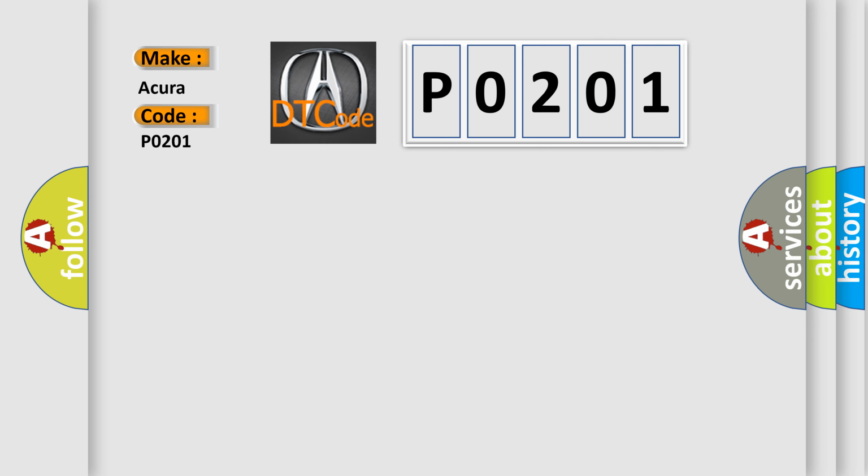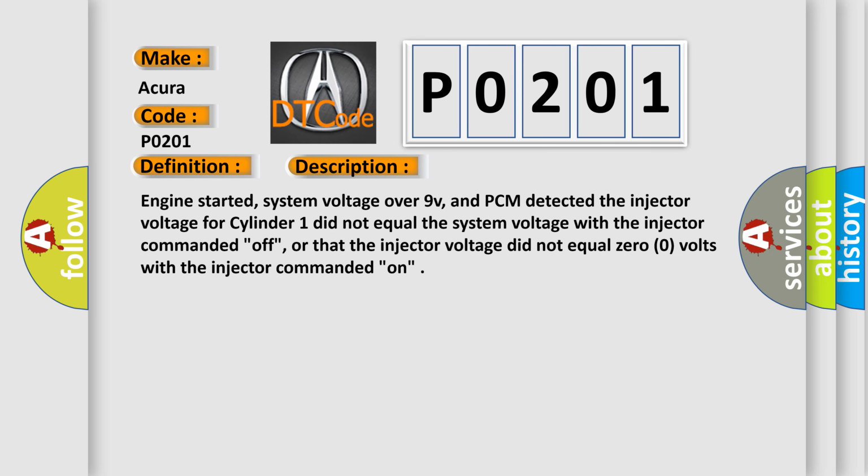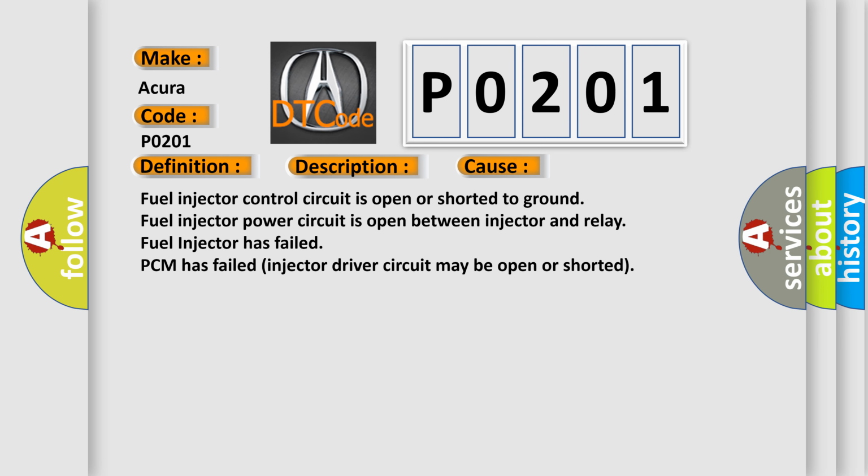The basic definition is fuel injector 1 circuit malfunction. And now this is a short description of this DTC code. Engine started, system voltage over 9V, and PCM detected the injector voltage for cylinder 1 did not equal the system voltage with the injector commanded off, or that the injector voltage did not equal 0 volts with the injector commanded on. This diagnostic error occurs most often in these cases: fuel injector control circuit is open or shorted to ground.